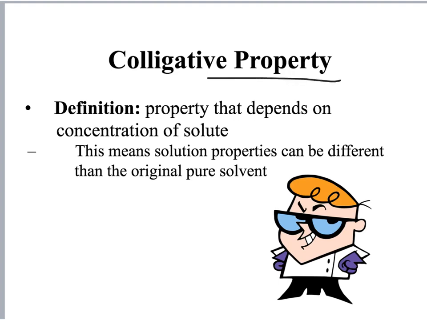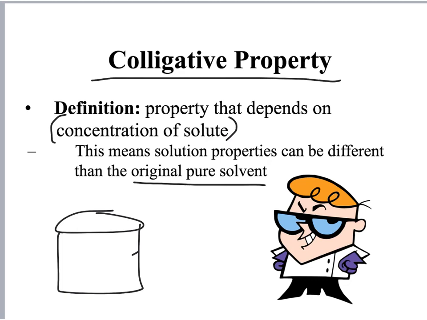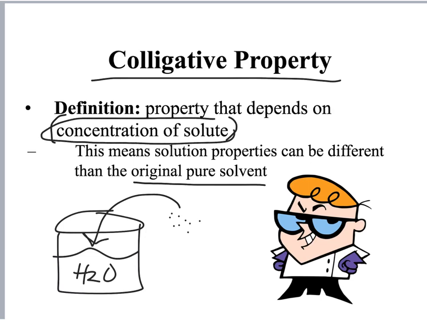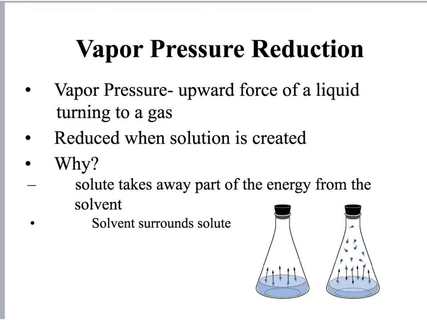To define a colligative property, it really is just that the concentration of the solute in the solvent can create different properties from that original pure solvent. So just by simply adding to water, if we have H2O here, we add some salt to the water and dissolve that in and create a solution, depending on that concentration of the salt, or the solute in this case, it can actually change the properties of the original water solvent. So let's look at some of those specifics right now.